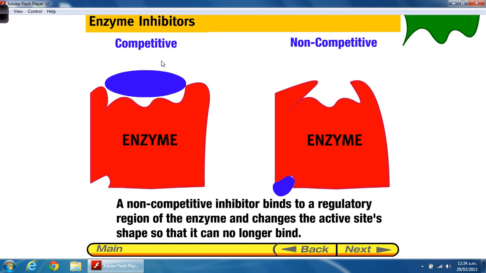With a competitive inhibitor, because the inhibitor is competing with the substrate, if we add a whole lot more substrate, we can overcome the effects of the inhibitor. If we flood the system with substrate, a substrate molecule is much more likely to bind instead of the inhibitor, and so the vast majority of the reaction occurs as per normal. We can outcompete the inhibitor by flooding the system with a whole lot more substrate.